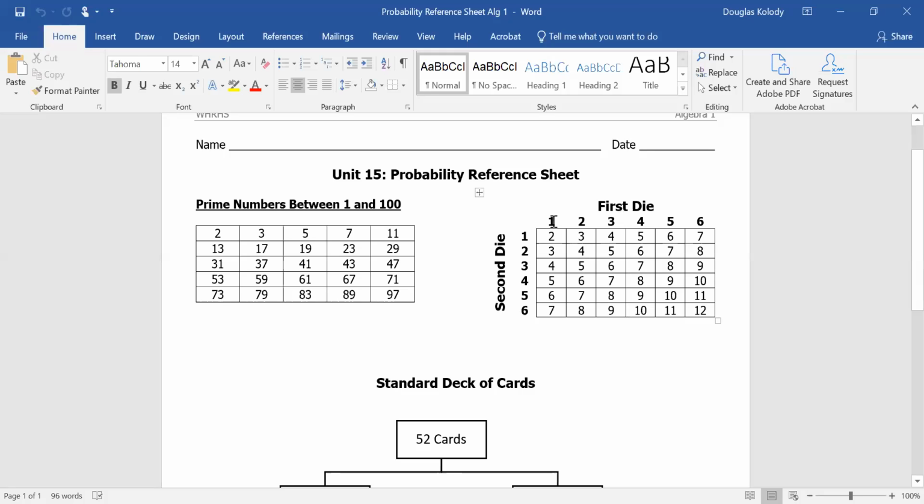If I roll a 1 and a 1, I get a sum of 2. Do you understand now? If I roll a 1 on the second die and a 2 on the first die, I get a sum of 3. If I roll a 4 and a 6, I roll a sum of 10, and so on and so forth.